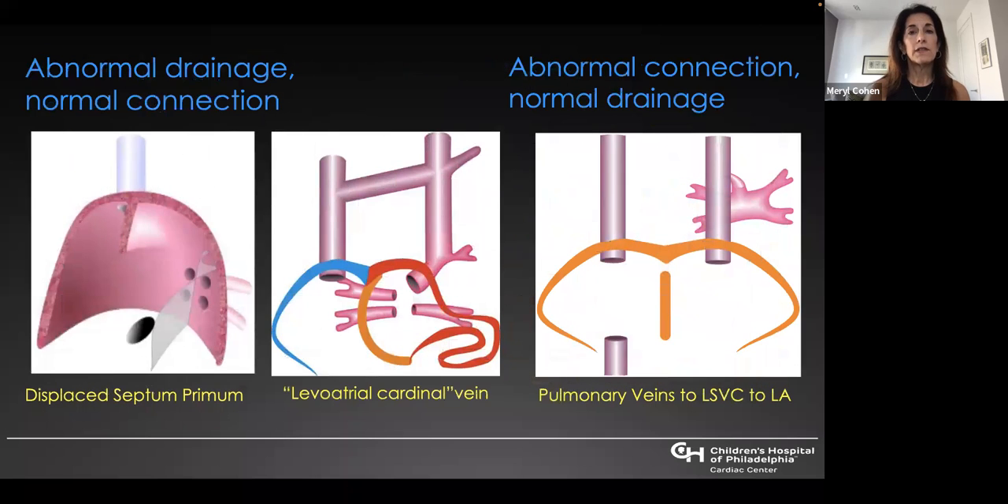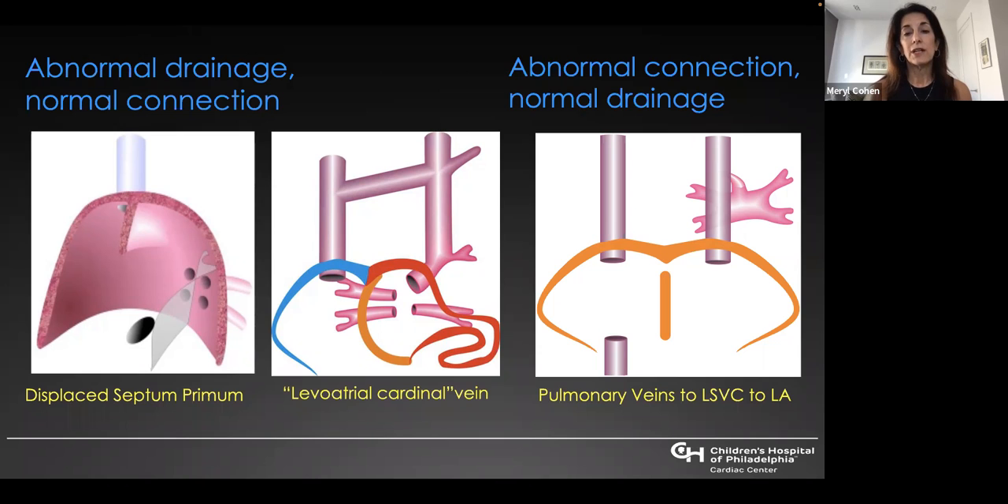And here are examples of a situation where you don't have congruence between abnormal drainage and abnormal connection. Here you see on the left side of your screen, abnormal drainage with normal connection, which you can see in association with a deviated or displaced septum primum, as you see here. So the right pulmonary veins are in the normal location, but they are draining to the right atrium. And then you have the scenario, which is not terribly uncommon, of hypoplastic left heart syndrome, where you have mitral atresia and intact atrial septum.